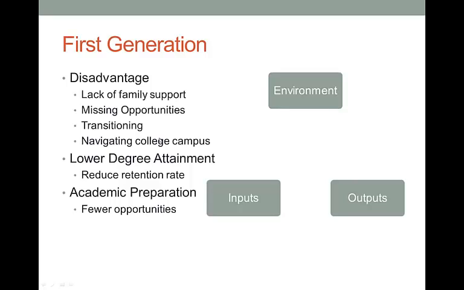Now, in terms of the academic preparation, we're going to see very similar things to low-income students. They've had fewer opportunities because they may be low income during their K through 12 experience, so that will affect their inputs, which we know will have an effect on their environment. And all of these different effects that go into inputs will have an impact on the way they interact with their environment on the college campus, because if they're missing opportunities or they're not transitioning well, then it's going to have an impact on their output.